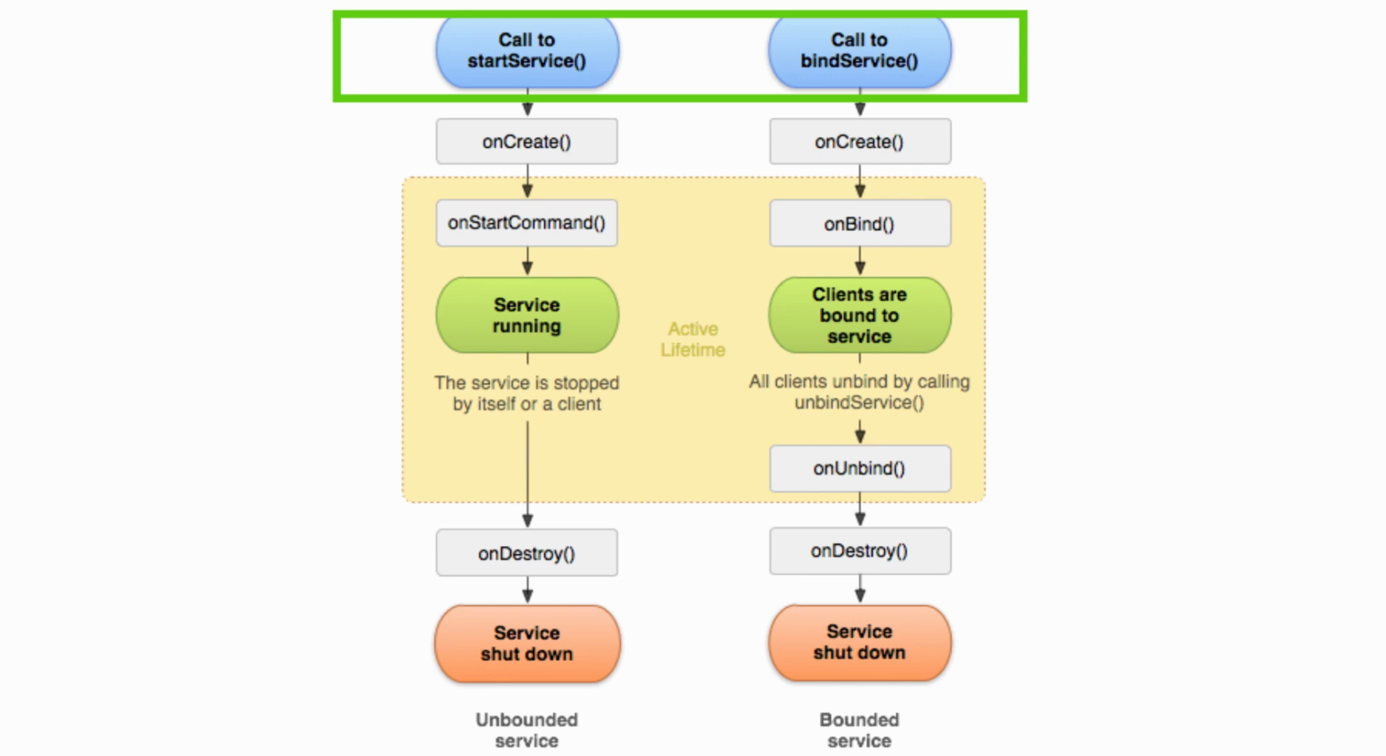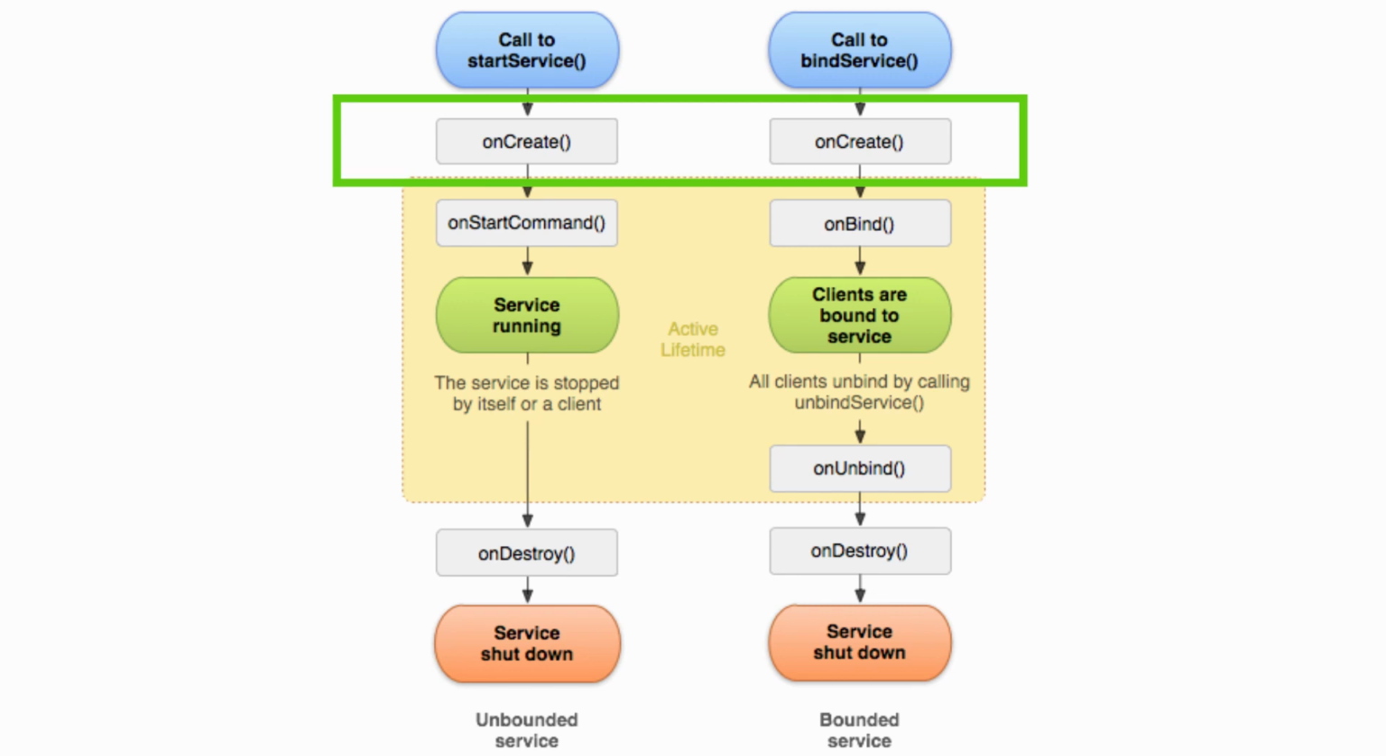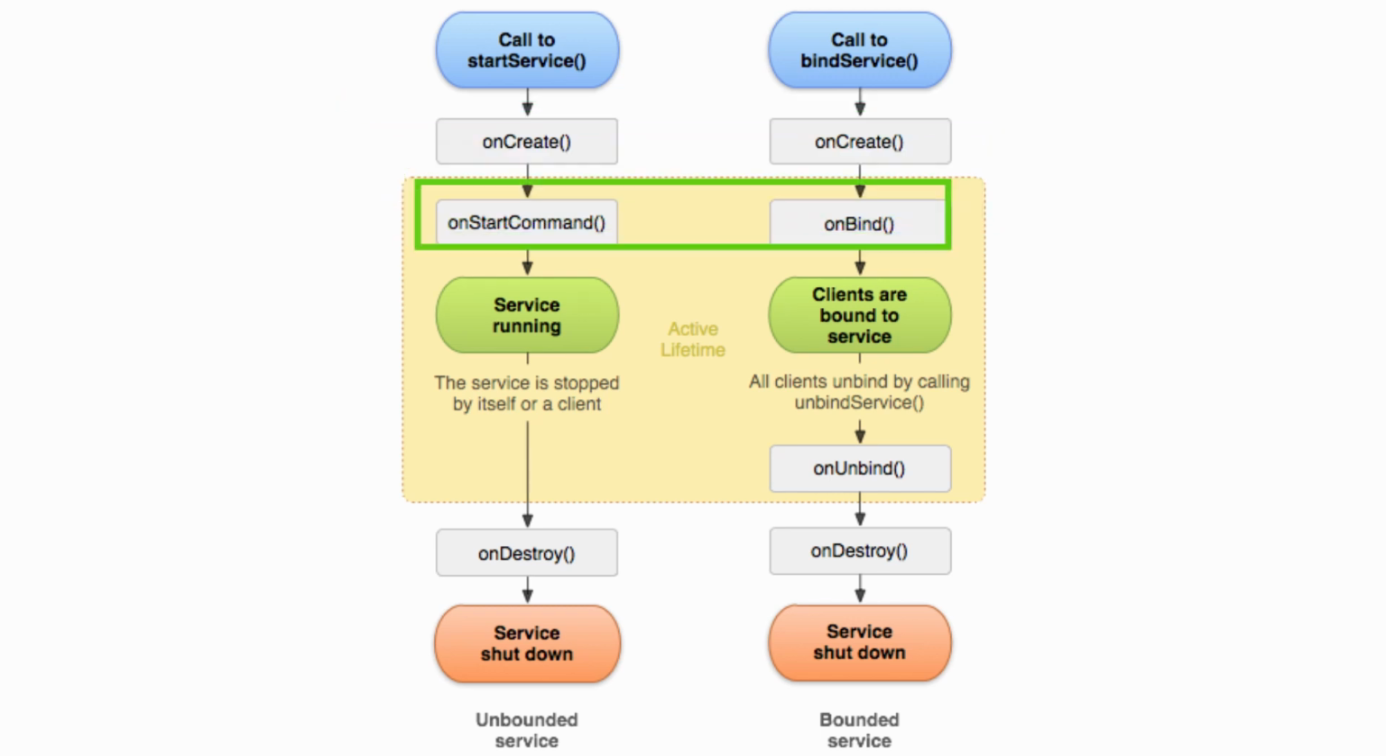Next is the onCreate method, after their respective methods have been called. This onCreate method is only called once during the life cycle of a service, like the life cycle of an activity. It is only called once.